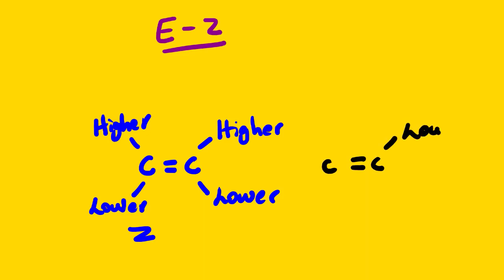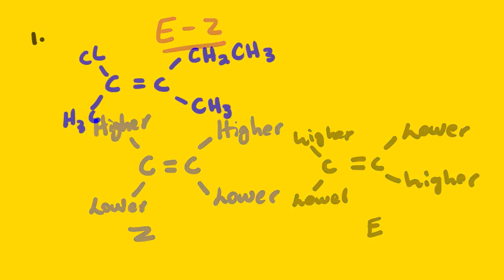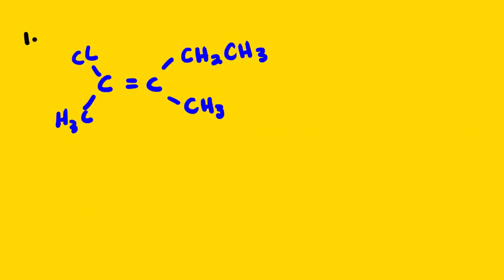Then if we have lower, higher, and lower here, higher priority, then this will be E. Let us look at the IUPAC name for this, and then we also include the E/Z system.